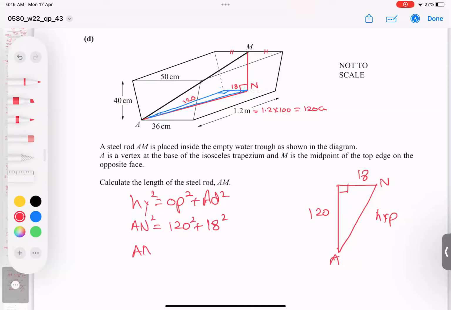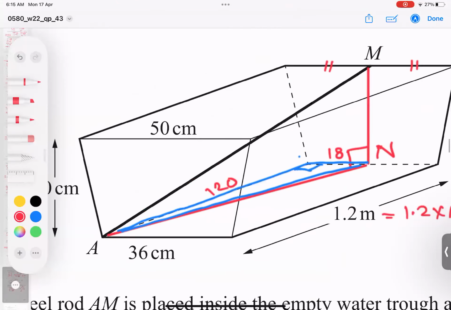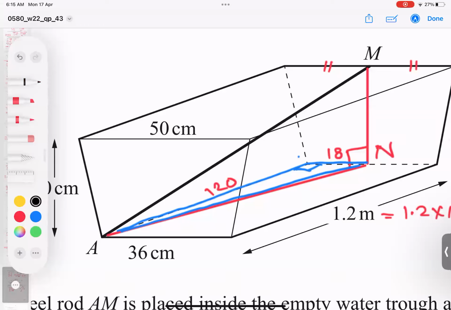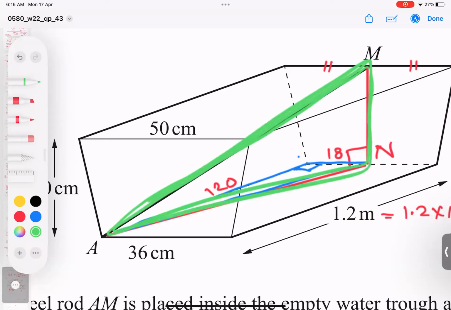So I'm finding AN from here. And the question is going to just finish: 120 square plus 18 square, and I'm getting it by root of this. I get 6 root of 409. So now I'm going to make a second triangle. Where's the second triangle? I show you in green color. This, and this. So this triangle, I'm going to make it now.